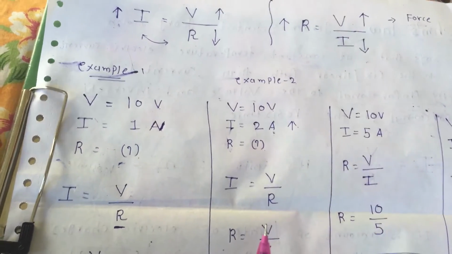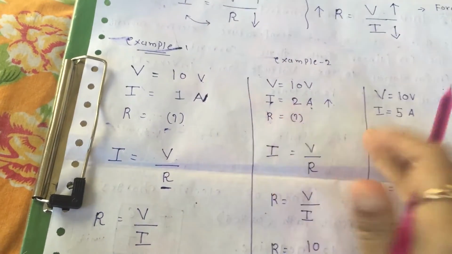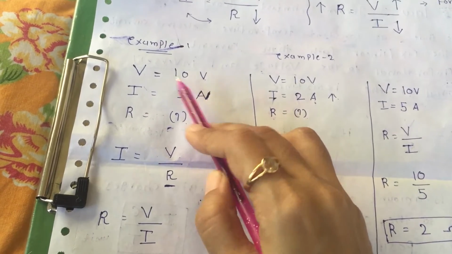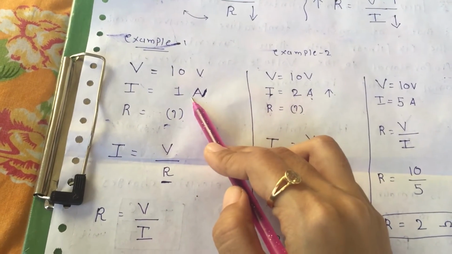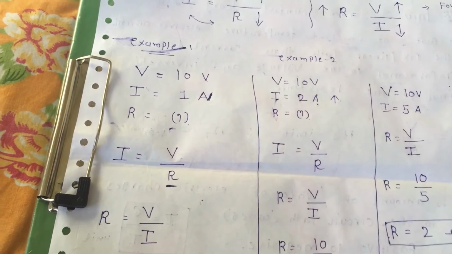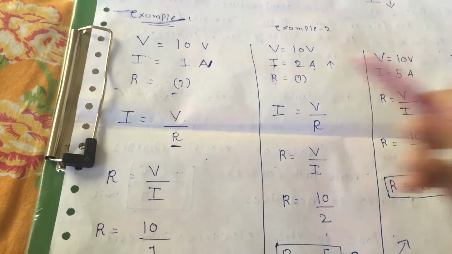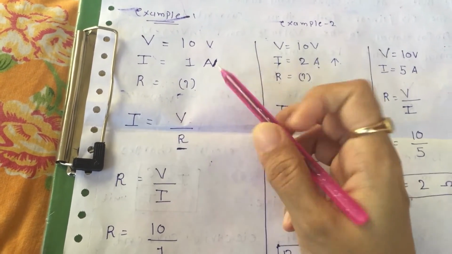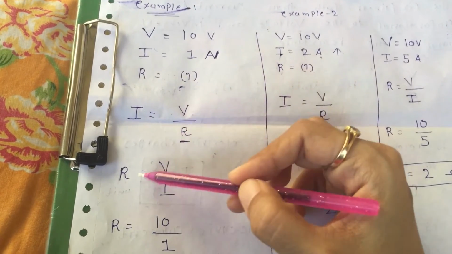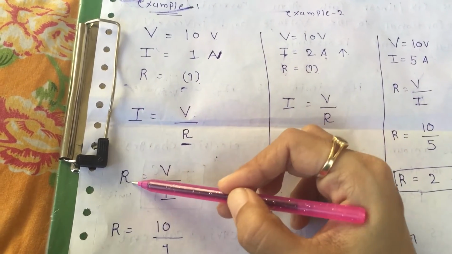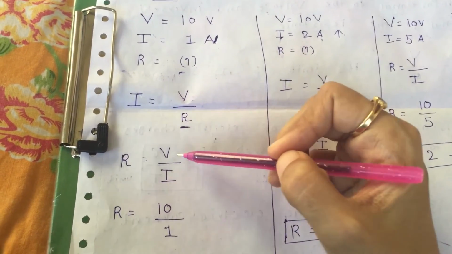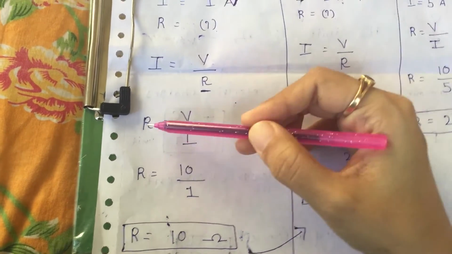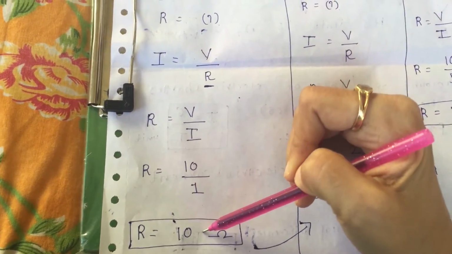For more understanding, let's take an example. Here I take V is equal to 10 volts and I is equal to 1 ampere. Let's find R, the resistance. This is the formula, I is equal to V by R. I want to find R, so I switch the places. So R is equal to V by I. V is equal to 10 and I is equal to 1. So R is equal to 10 ohm.